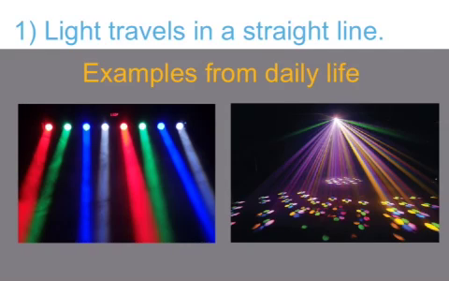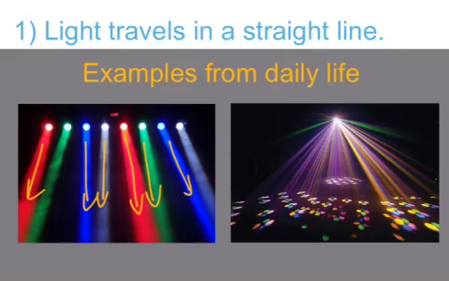And if you ever go to watch performances where there are colorful light shows, then you notice that the lights that they use, the colorful spotlight that they use, will also show that the light travels in straight lines. Like in the pictures here. You can see that the light rays in these pictures from the different color lights are all traveling in straight lines.